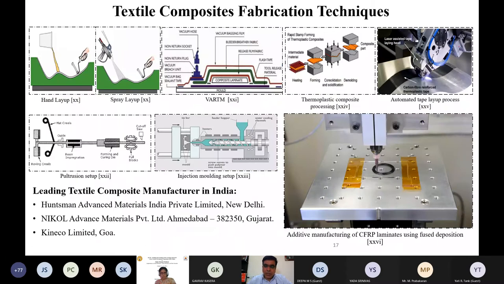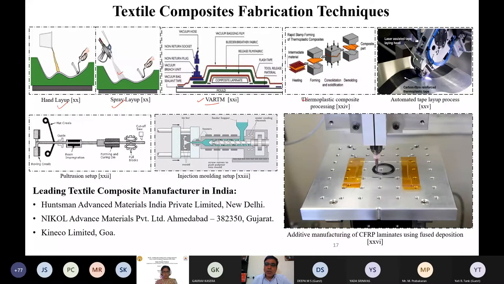Now, this particular slide talks about the possible fabrication techniques for textile composites, whether hybrid or non-hybrid. Non-hybrid I started calling monolithic, though not the precise word. These are the various techniques by which manufacturing of these laminates can take place. One is the hand layup technique. Second is the spray technique, whereby the matrix is sprayed and then the plies are kept on it. It could be vacuum-assisted RTM technology.